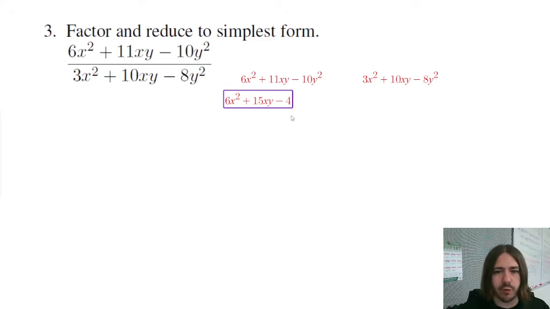And so that's going to be 15xy and negative 4xy. If I multiply these, 15 times negative 4, I get negative 60. And if I add 15 and then minus 4, I get 11.